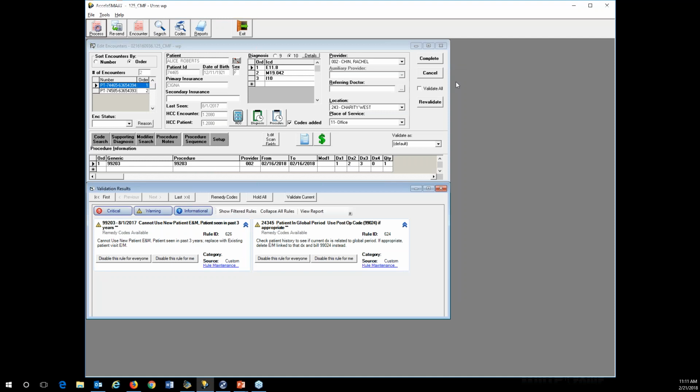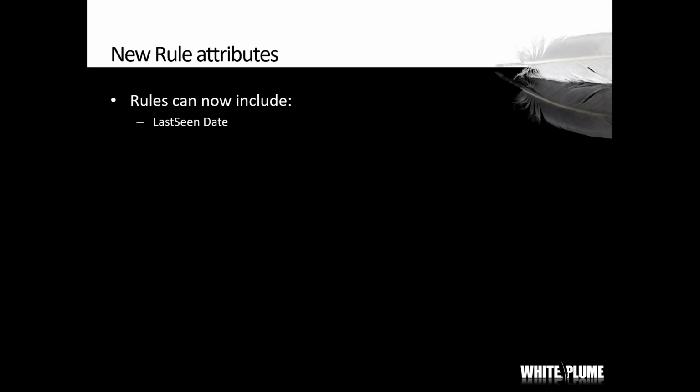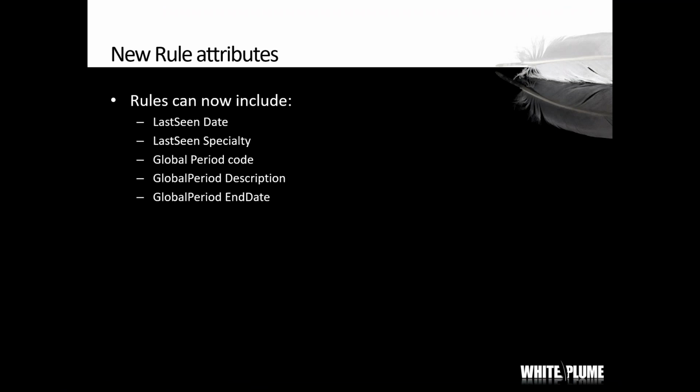All right. That's just two ideas that we've got at this point. There are several other options that you've got in terms of how you might want to tweak this, but this is just to get the wheels turning. Okay. Further, we've got a couple other attributes, different things that you can actually build the rules against. So the date last seen, the specialty of the last seen date, the global period code, the description, the end date, or even the specialty of that global period.